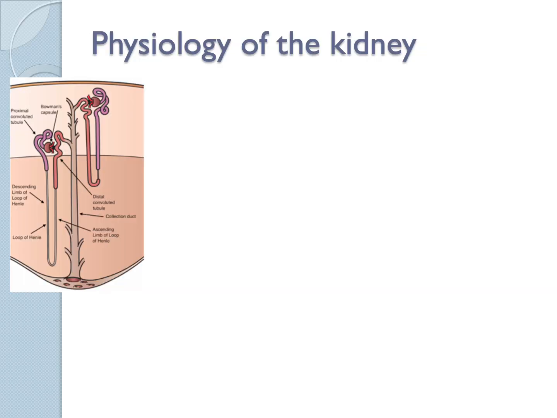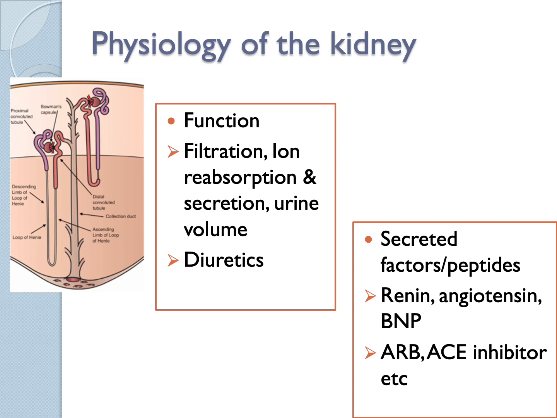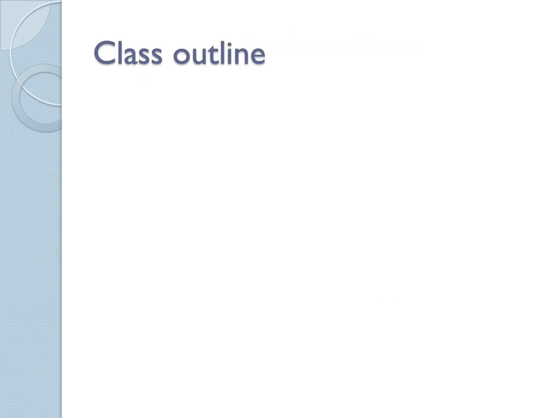For this slide, again to re-emphasize the role of the different sections of the nephron, we've got the function where the diuretics will have an effect, and also the secreted peptides like renin, which are part of the function of the kidney and will be targeted and inhibited, like with ACE inhibitors, which are already covered in the other class. Just a reminder, drugs that target the kidney should not be used for gestational hypertension, another name for which is preeclampsia, because they are contraindicated as they are teratogenic.